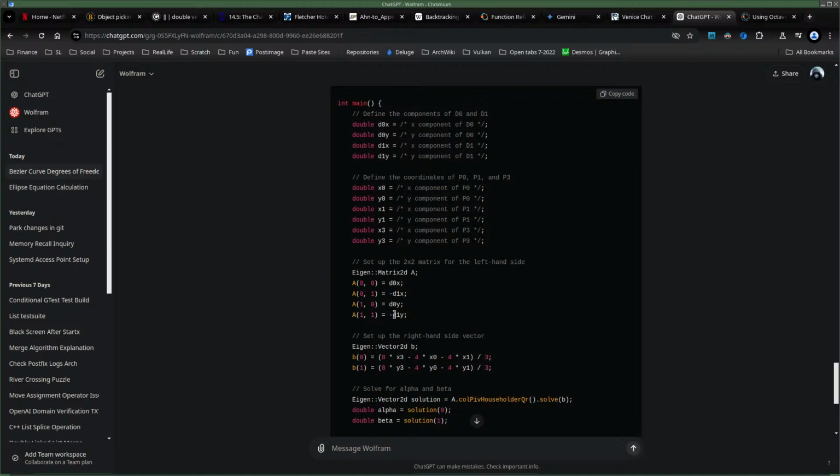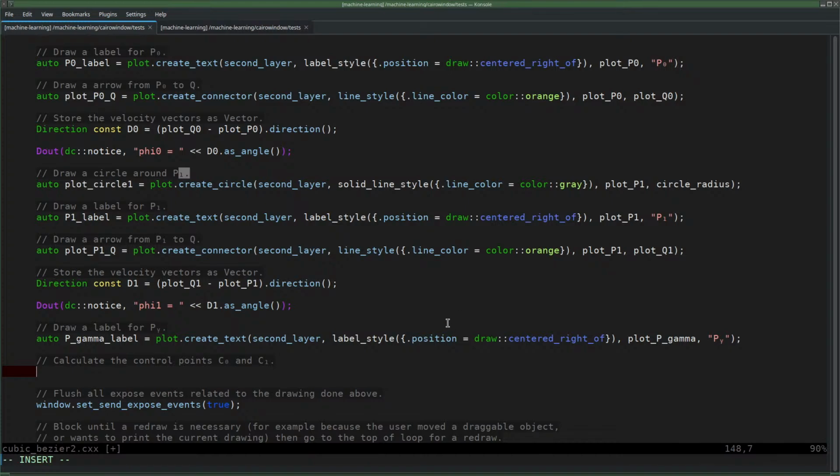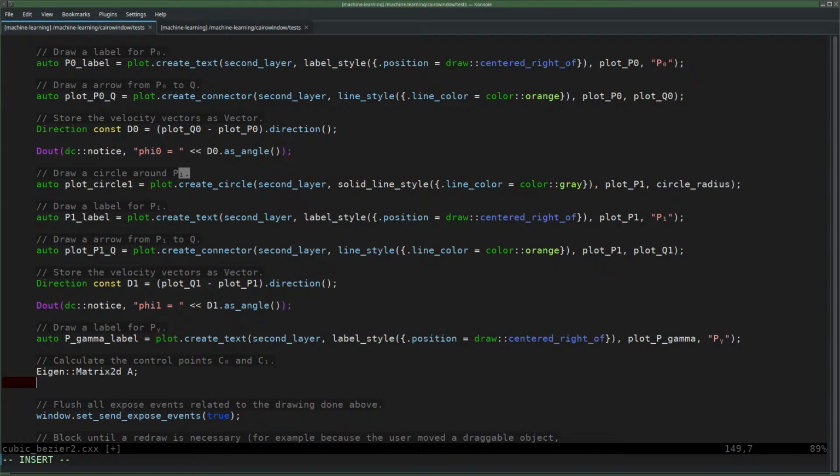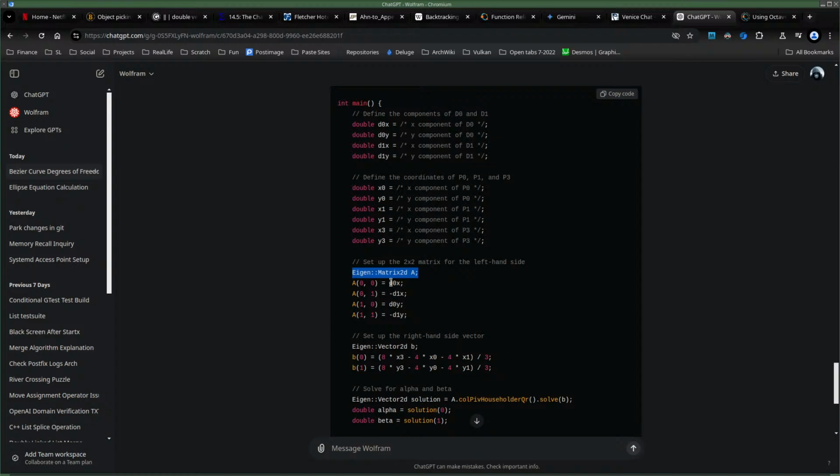Why did I do that directly, I think? So I'm just creating the Eigen matrix called A, and you set all these values. Is that really necessary to do it like this? Can't you just write it to it? What a weird way to do this.